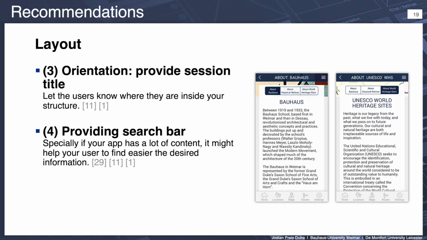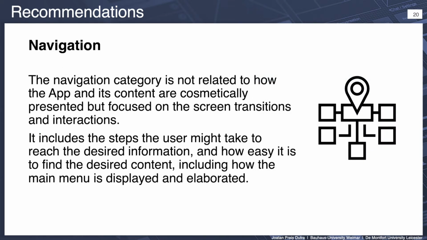And if you have a lot of information, consider also providing a search bar. Maybe people go to Weimar and they just want to see what Bauhaus is and are not interested in classical Weimar. It's just an example. So providing a search bar could also give a better experience. And the navigation. The navigation here again is not about the cosmetics, but about how you move inside your app. So what kind of elements help a better navigation, a better use of your application.